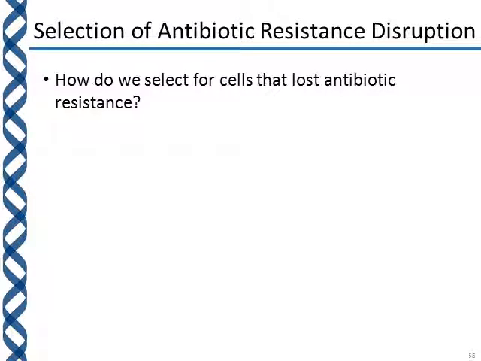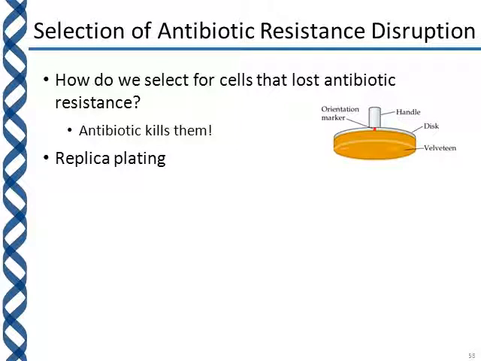So in this case, we can select for antibiotic resistance disruption. So how do we select for cells that have lost antibiotic resistance? Simply, antibiotics kill them. And replicate plating. This gives you your handle, the disc. This gives you the ability to do replicate plating.